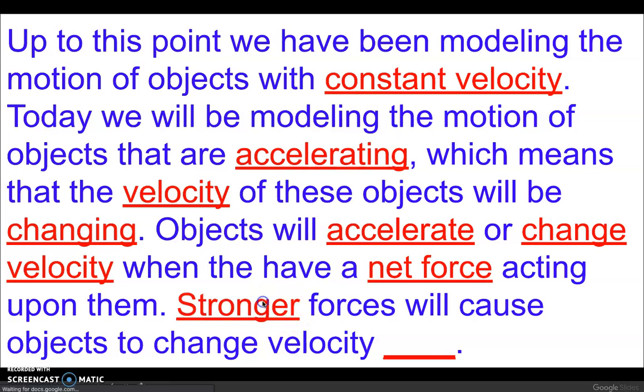And then stronger forces will cause objects to change velocity faster. So if we want to think about the toy car lab from yesterday, gravity was that force. Right? The force of gravity would be stronger if we had a steeper ramp, right? And that would make the car accelerate faster.